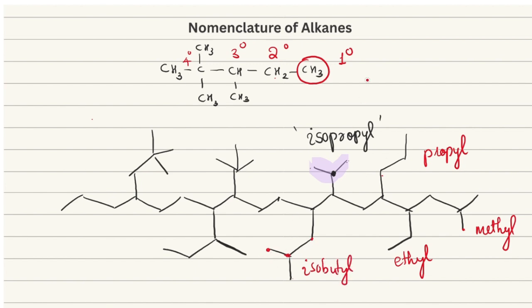If there are 5 carbons, say for example like this, 1, 2, 3, 4, 5, then we call this isopentyl. Basically this is an iso group. Now let's take this one, 1, 2, 3, 4.